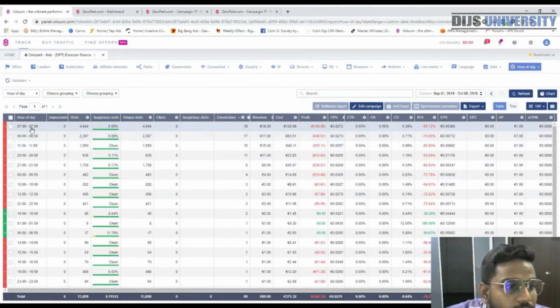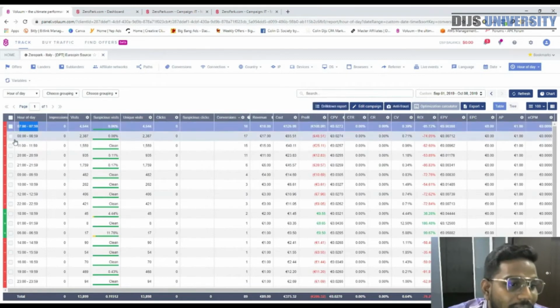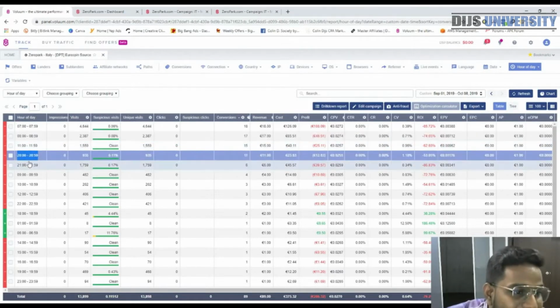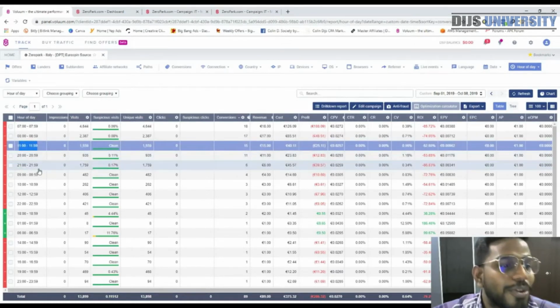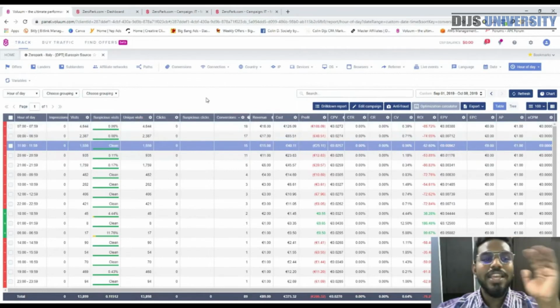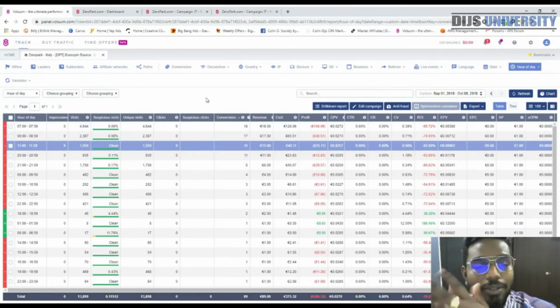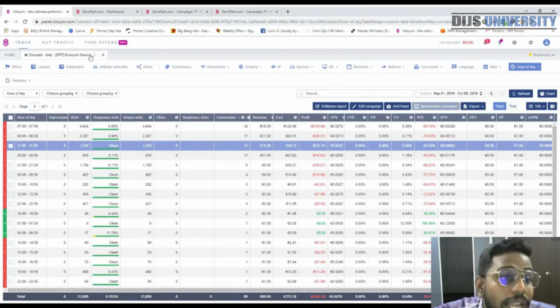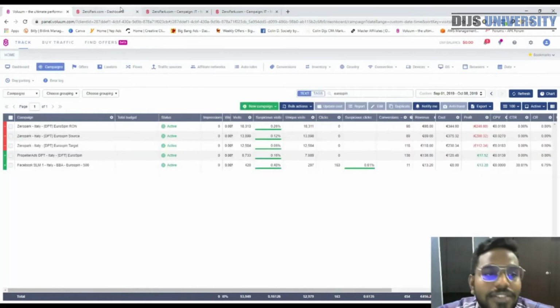So the highest conversion this time was one hour before. Just now was 9 o'clock, right? So this one was 7 o'clock to 8 o'clock, then 8 o'clock to 9 o'clock, and then again the same night. So you roughly know which time of the day you can get good conversion. This is the data that's very important for you to optimize your campaign. So we are done with volume. Let's go and check out this campaign in Zeropark itself.